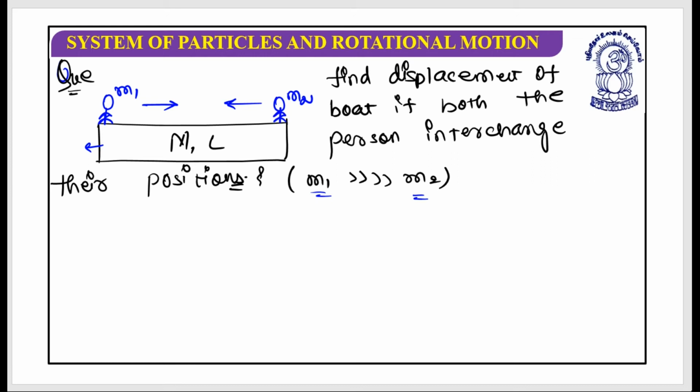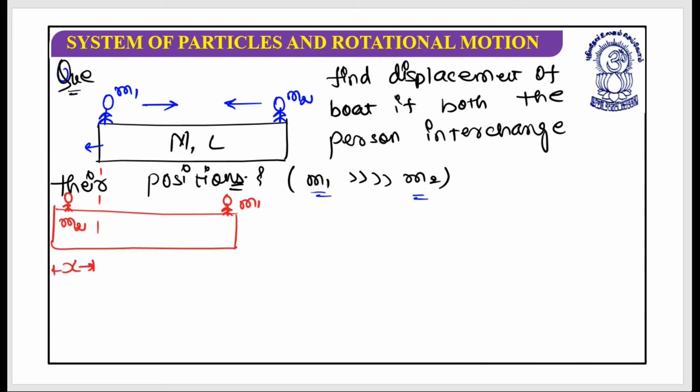So I guess the situation would be something like this: this is the displacement of the boat, and when it has been displaced over here, a person that we call m2 would be there. Here the person that we call m1 would be there. Yes, this has been displaced by an amount of x. So how will you do this?